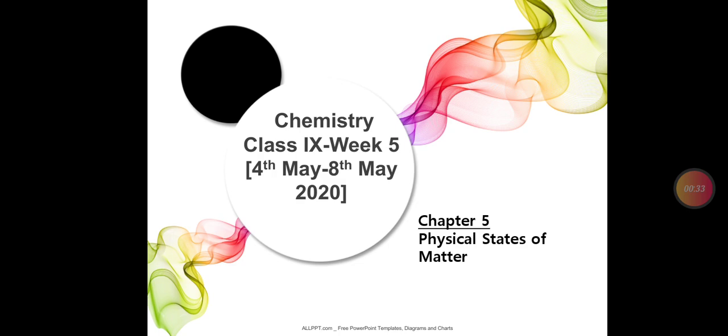We're going to start in this chapter with physical states of matter. This is chapter number 5, and we are going to do the initial part of this chapter. We'll discuss the gases section. Basically, this chapter is all about 3 states of matter and their characteristic properties, and we will be dealing with chapter number 5, first half, gases.